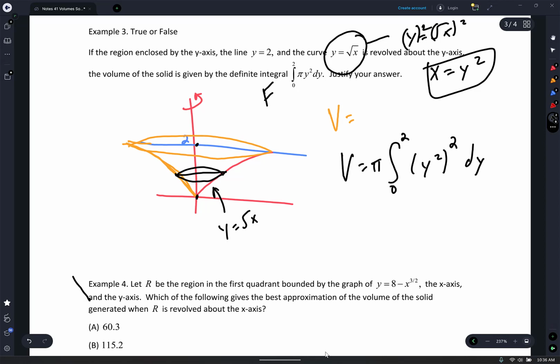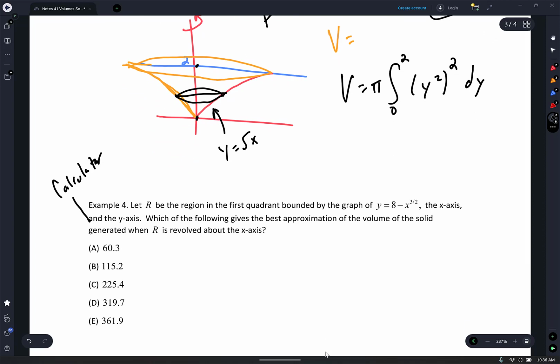This one's a calculator one because there are answers in decimals, so you're going to need your calculator. Let R be the region in the first quadrant bounded by the graph of 8 minus x to the 3 halves, the x-axis and the y-axis. Which of the following gives the best approximation of the volume of the solid generated when R revolves about the x-axis?